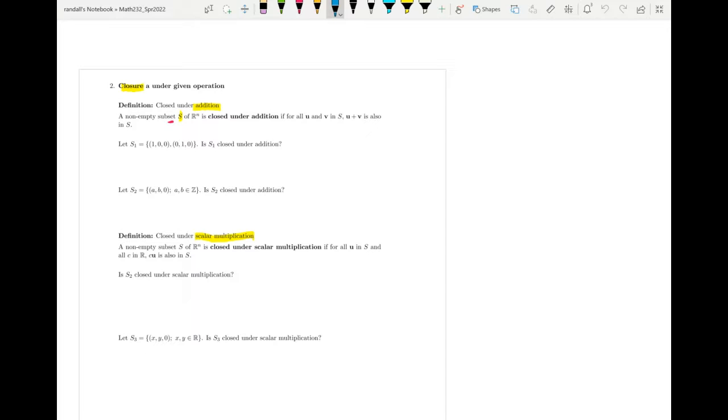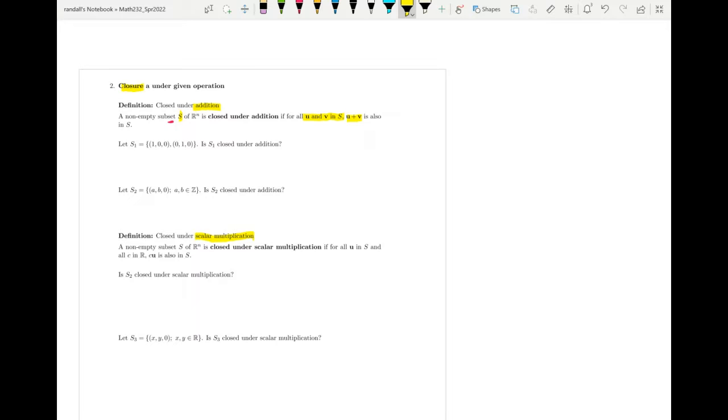So a non-empty subset of vectors in Rn, we say is closed under addition if, whenever you take two vectors in the set S, and you look at the sum of those two vectors, it is also in the set S. So that's the notion of closure. If you take two vectors inside the set and you add them, you will remain in that set. That is, their sum will also be a vector in that set. Okay, so that's where the word closed comes into play here.